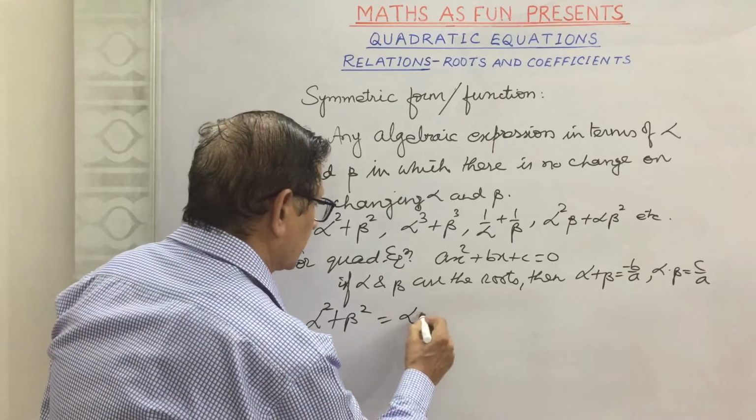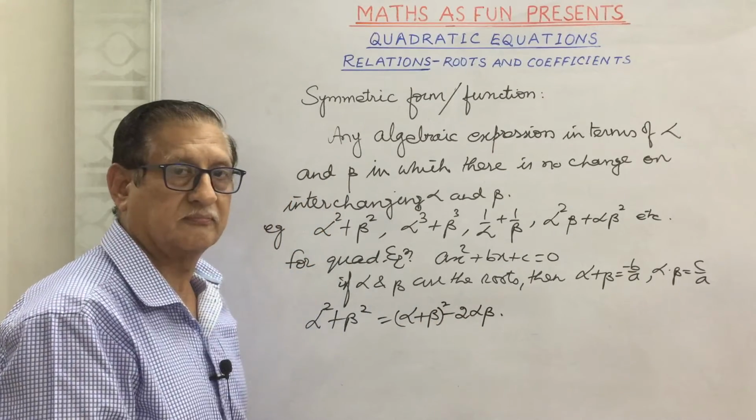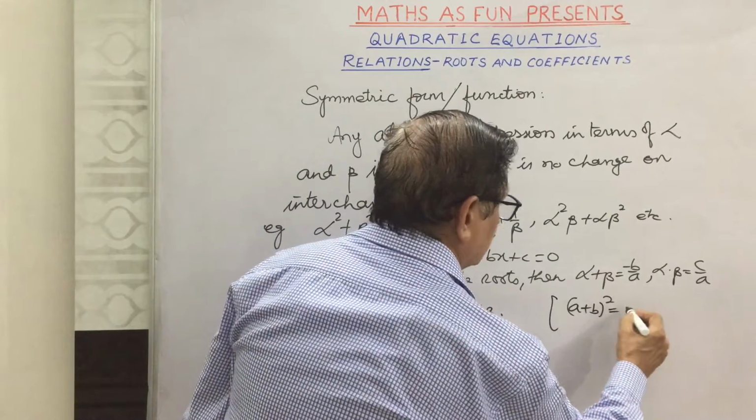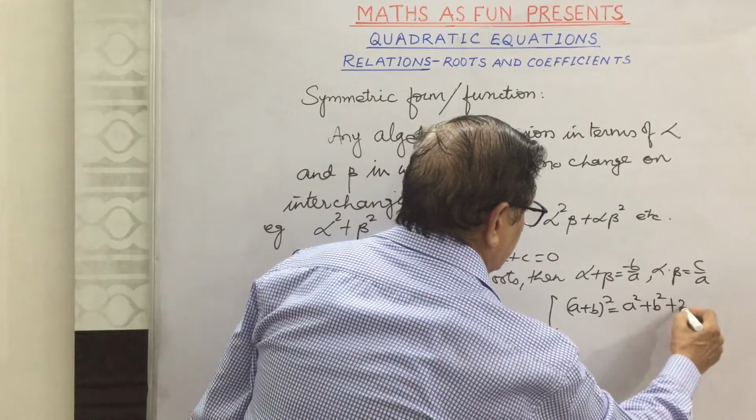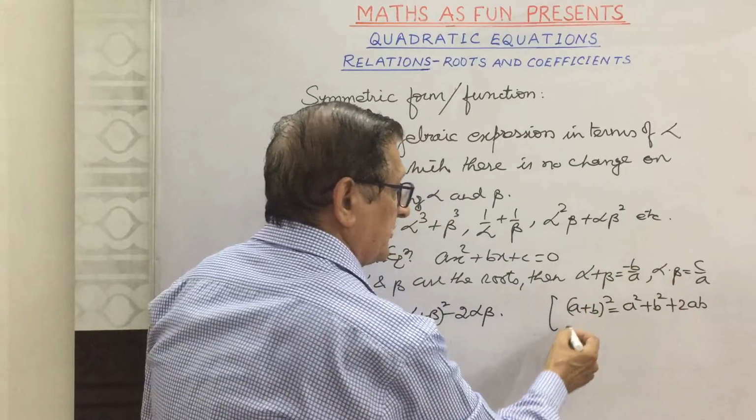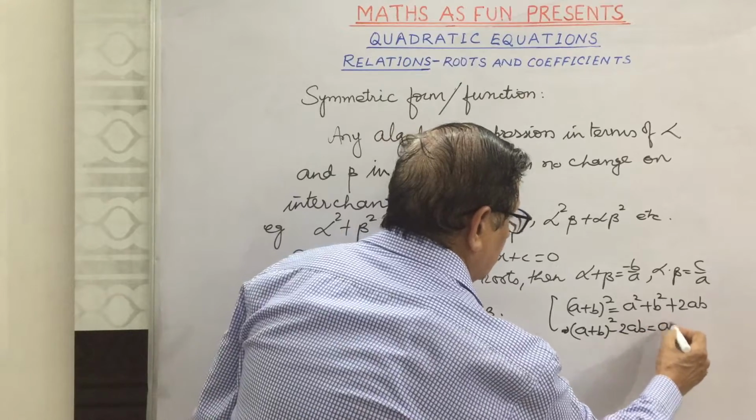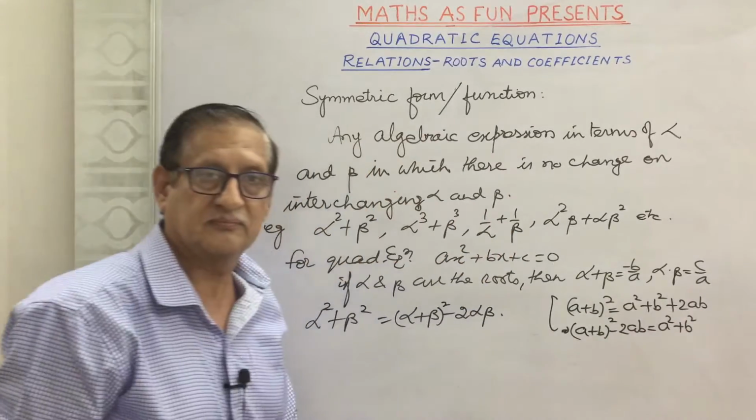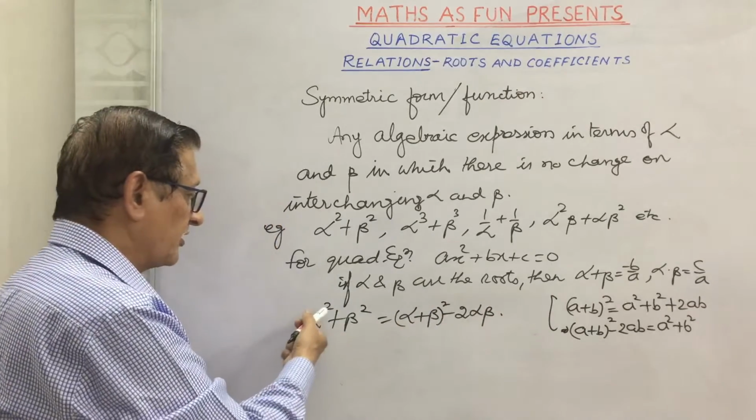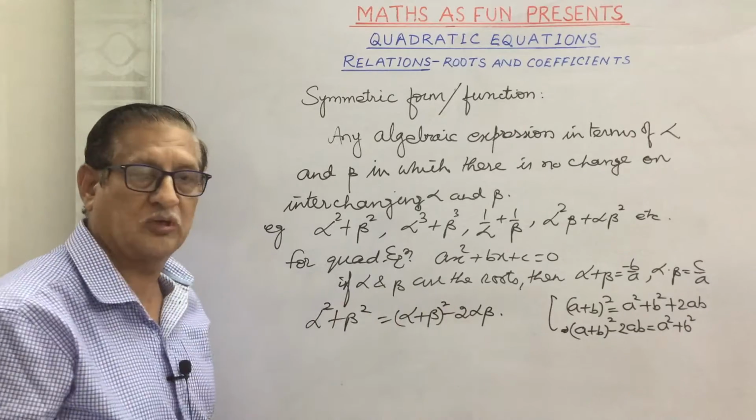We can write this as alpha plus beta whole square minus 2 alpha beta. How we can do this? Because we know the identity a plus b whole square is a square plus b square plus 2ab. If we transpose this 2ab onto the left, we get a plus b whole square minus 2ab equal to a square plus b square. So you can use this identity here and we are getting alpha square plus beta square equal to alpha plus beta whole square minus 2 alpha beta.